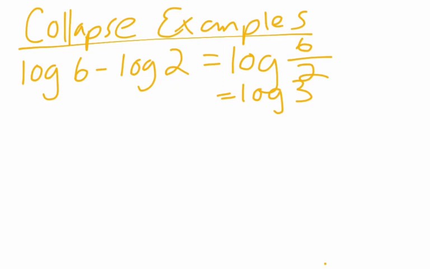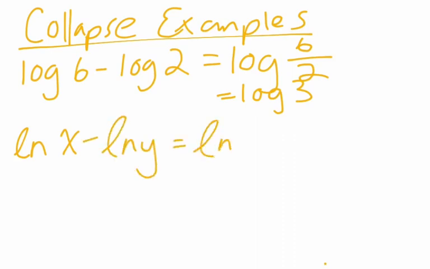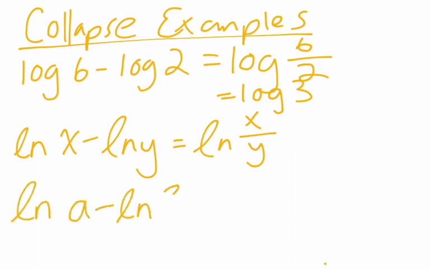Second example is the natural log. Remember that it's just log base e. Natural log of x minus the natural log of y. So that would be the natural log of first argument divided by the second argument. So x over y. And the last example is the natural log of a minus the natural log of 3. And that, of course, would be the natural log of a, the first argument, divided by 3.